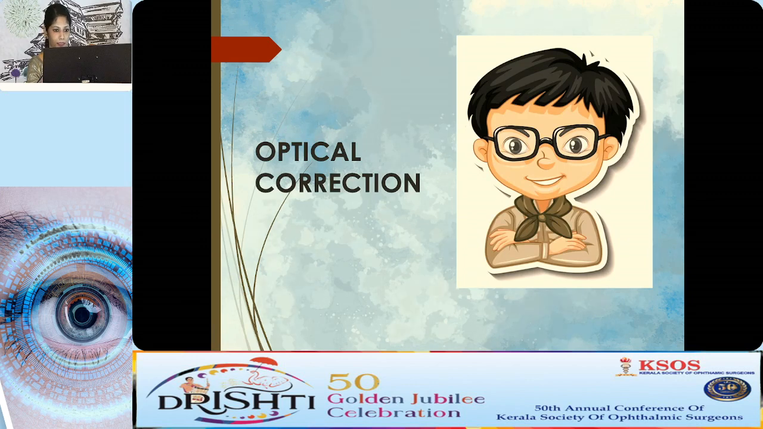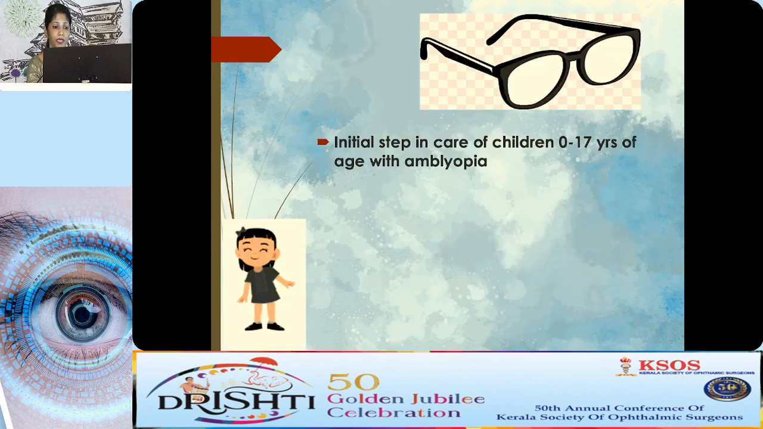Coming to the first step, that is the optical correction. It is the initial step in care of children 0 to 17 years of age with amblyopia, and a good percentage of children with anisometropic, ametropic, strabismic amblyopia improves. There is at least a 2-line improvement in these cases.